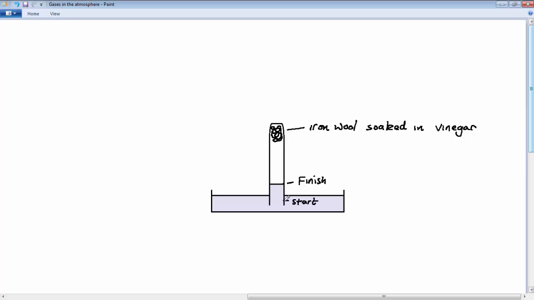So we can work out, by noticing the change in volume and dividing that by the total volume in the test tube, the percentage of oxygen that was present in that test tube. And as you can see here, it comes to roughly 1/5 or 20%.